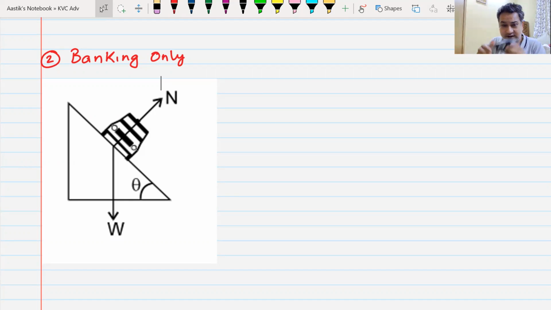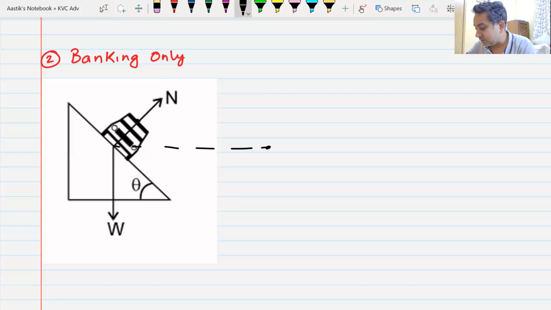As soon as the road is flat, the normal reaction is going up. When I turn the road, normal reaction goes like this. What happens when normal reaction goes like this? Remember, it is turning on the road and the turn is somewhere here. Where? The center of the circle is somewhere here.